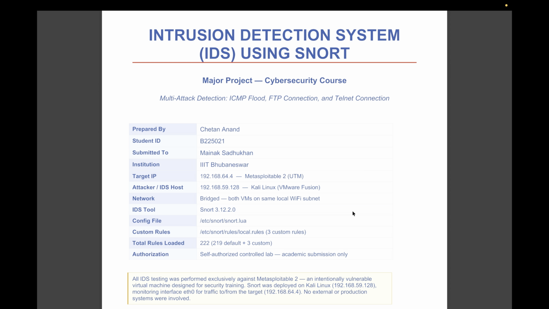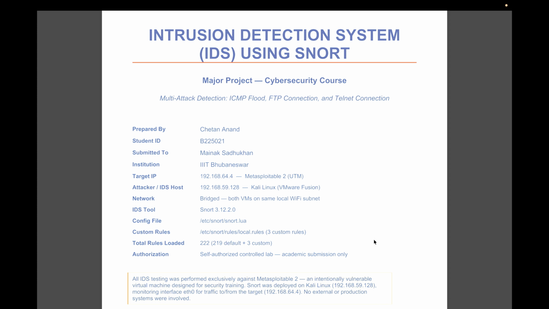In this project, I made Snort watch for three things: ping requests, file transfer protocol connections, and Telnet connections. Since these are common ways an attacker might first explore or access a system.